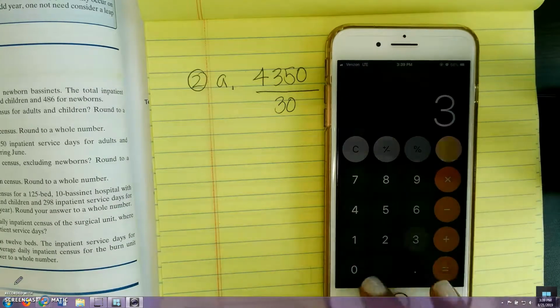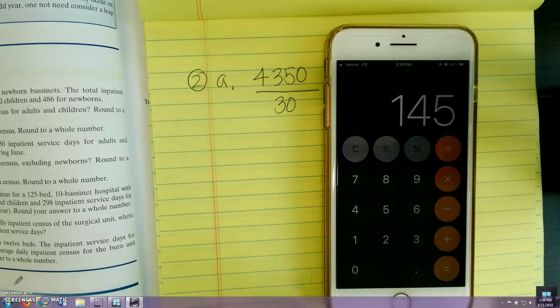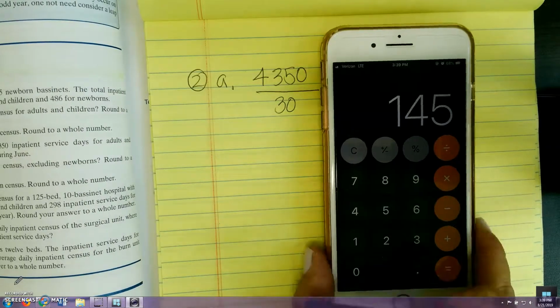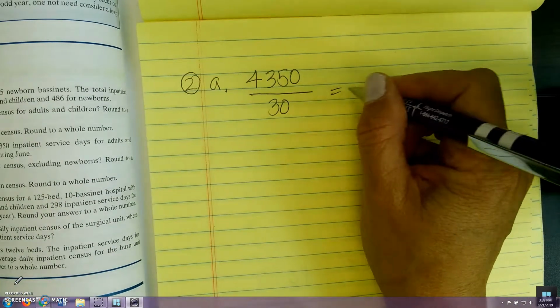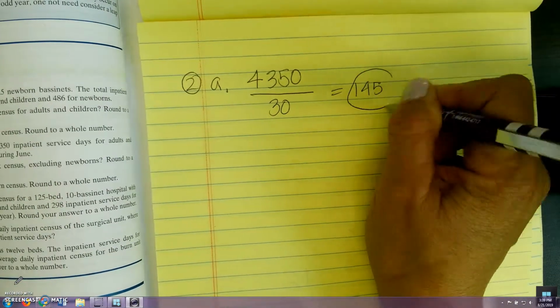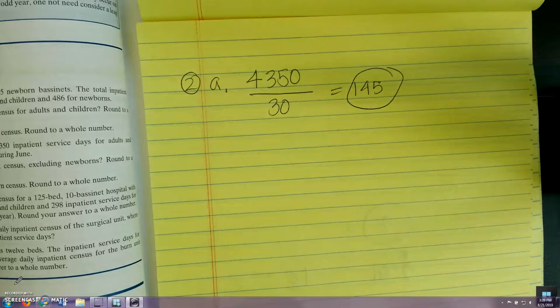4,350 divided by 30. And that should be an even 145. So we're good, no rounding. We've got our final answer, 145.